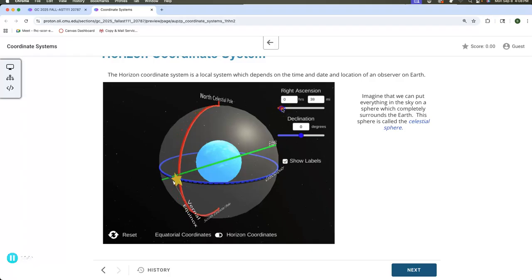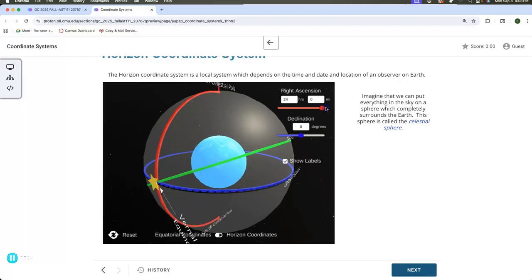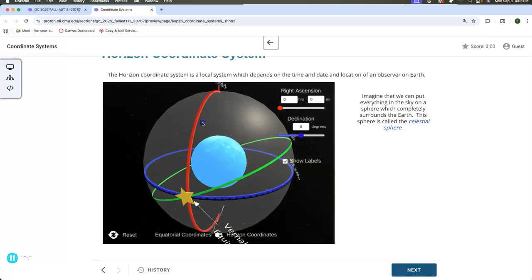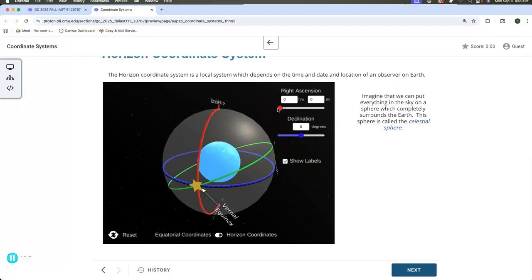If I change the right ascension, I'm changing where that star is, east or west, around the celestial equator. So the celestial equator is broken up into 24 zones, 24 slices, called hours of right ascension. Okay? And then each of those hours is broken up into 60 minutes of right ascension, and so on.